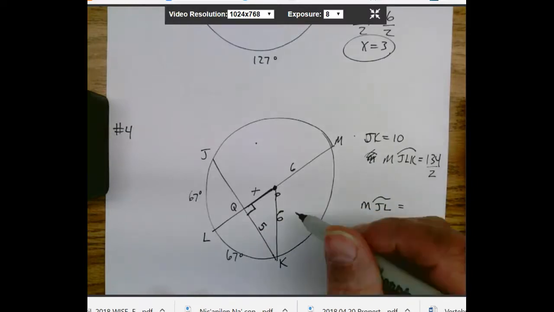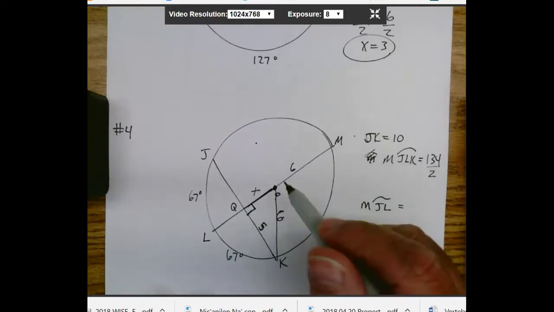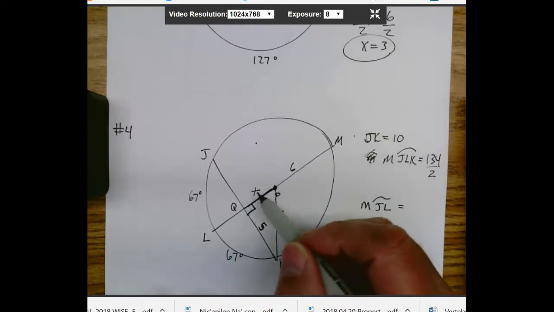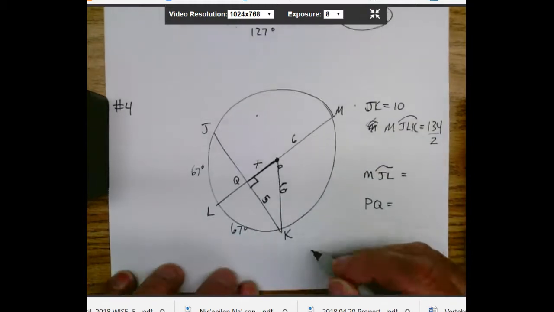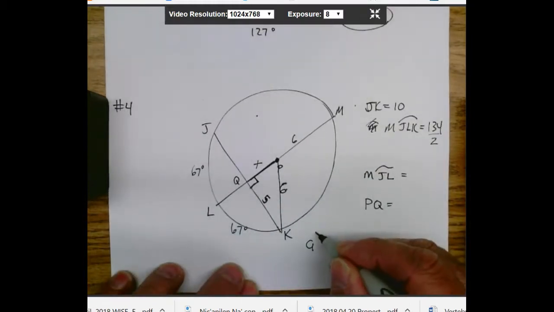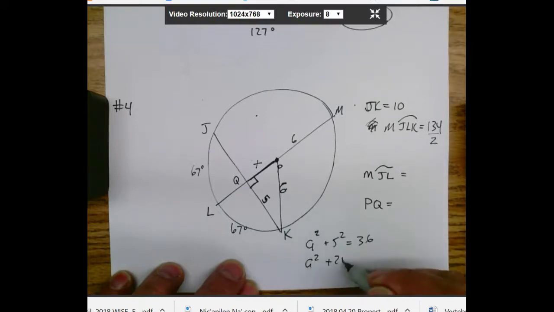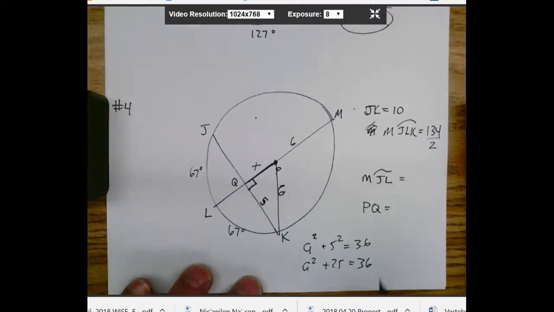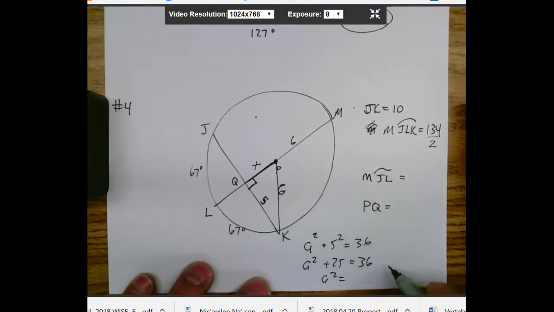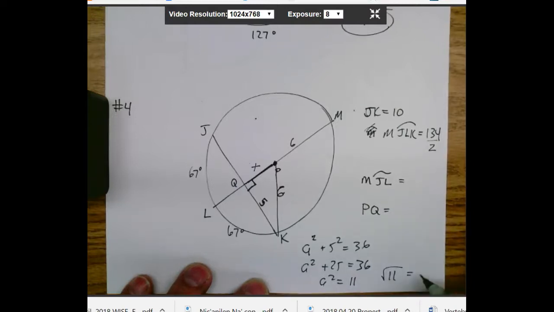Okay. So we got a 6, we got a 5, and then we just need to solve for this A, we'll call it. So then we're going to plug in the Pythagorean theorem. We're going to say A squared plus B squared, which is going to be 5 squared, equals 36. So A squared plus 25 equals 36. So it looks like A squared equals 11. Then we do the square root of 11. That's going to give us about 3.3. And that's how you do that one.